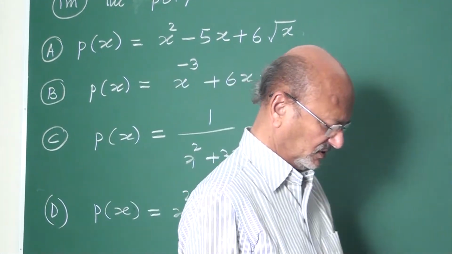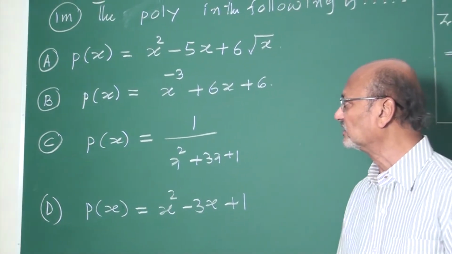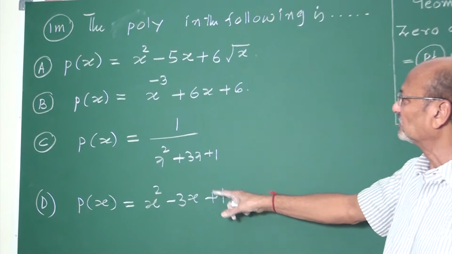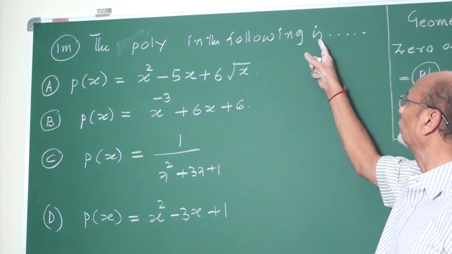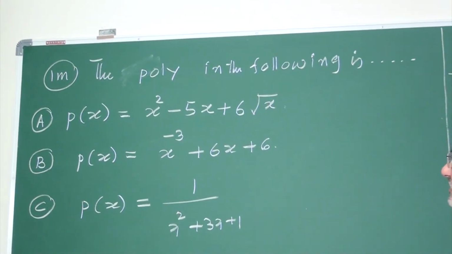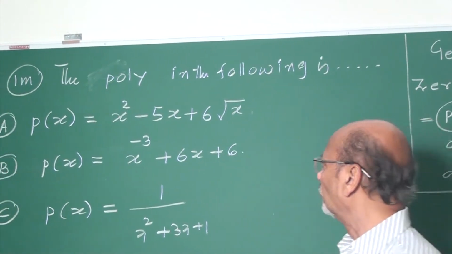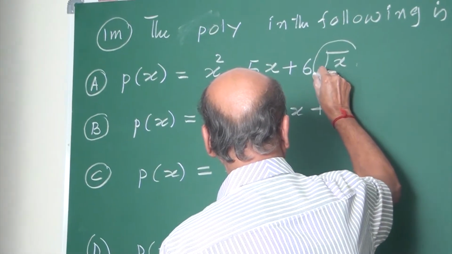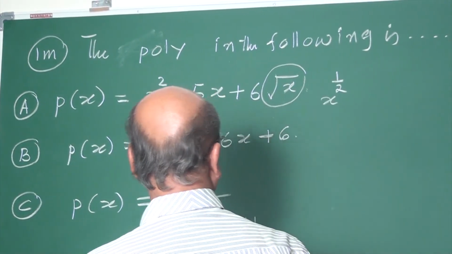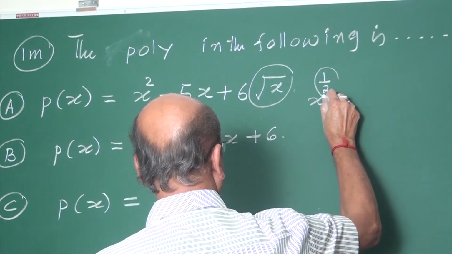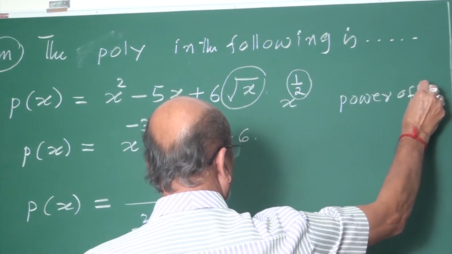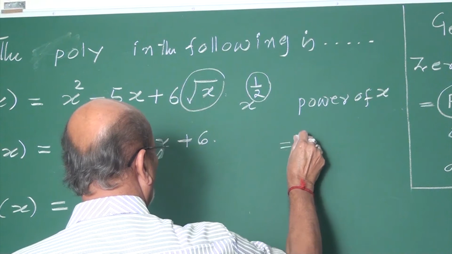Yes, my friends. Just observe it. Among these four options, you have to write which is the polynomial. Tell me, my friends, is the first a polynomial? No. Because of what? This root x. This root x is what, my friend? x to the power half. Whether it is a polynomial depends upon the power of x. The power of x must be a whole number.